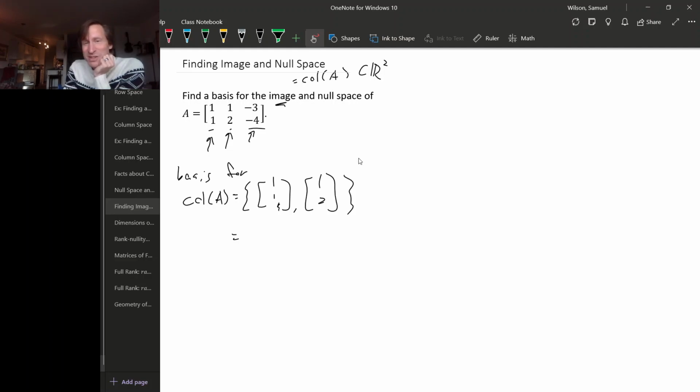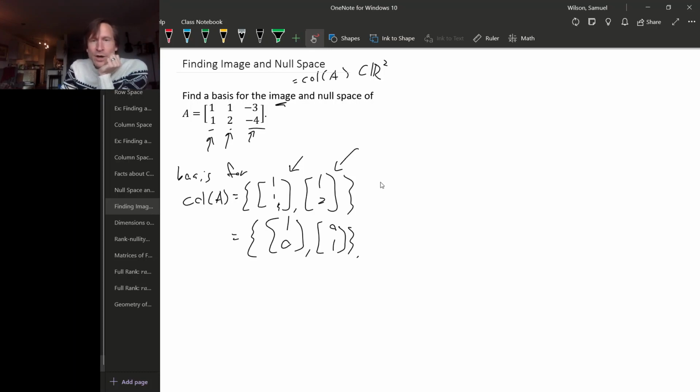Another way to do this is, well, if the column space has two vectors in its basis, the column space must be all of R2. If it's all of R2, then you can just use (1, 0), (0, 1) as a basis. Okay, but this first way is maybe a little better because it displays a basis for the column space consisting of columns of A, which is maybe better. Okay, so now let's think about the null space.